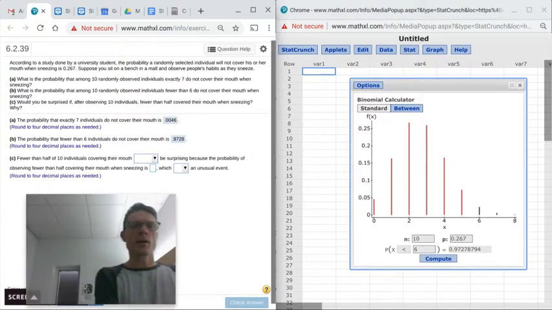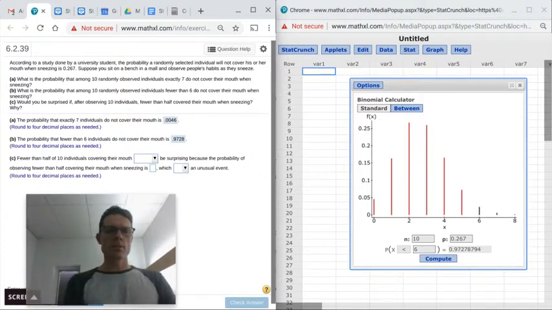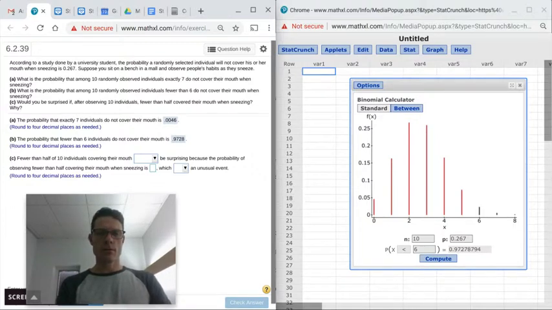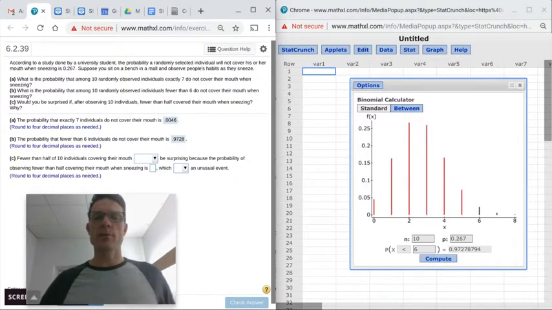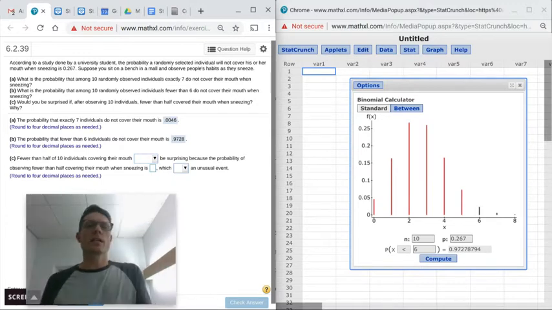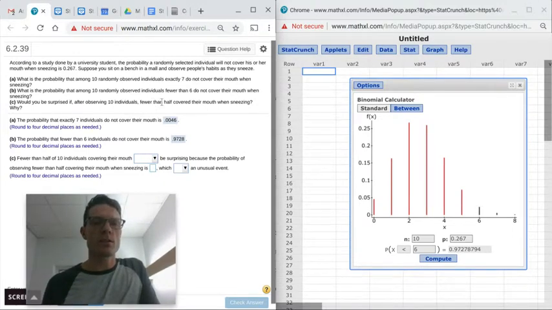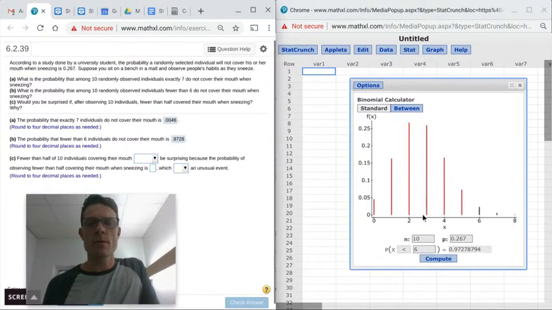Okay. Now we want to know what's the probability that fewer than 10 individuals cover their mouth. And would it be surprising? Is it an unusual event? Meaning, would this happen less than 5% of the time? One tricky thing here that you've got to realize is that they've switched it on you, right? Like this is stated in terms of not covering their mouth. This probability is the probability that they don't cover their mouth.